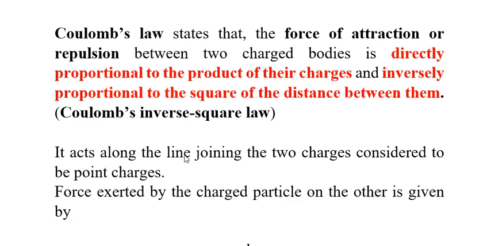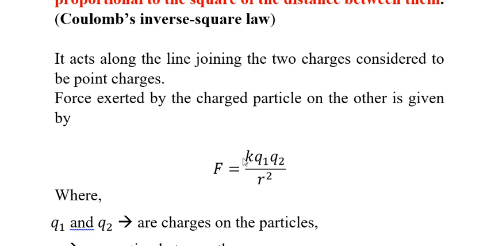So let's see the formula for it. F is equal to k q1 q2 upon r square, where q1 and q2 are the two charges. These two charges are separated by a distance r, so r is the distance between them. Also, this force acts along the line joining the two charges. So if we draw the line between these two charges, then along that line this force is going to be acting.